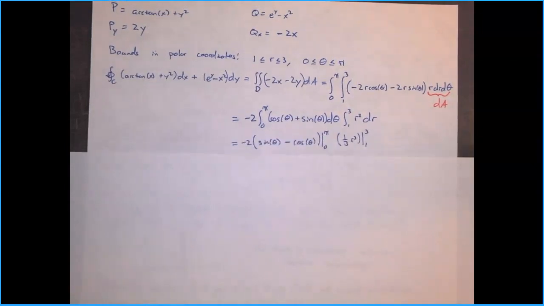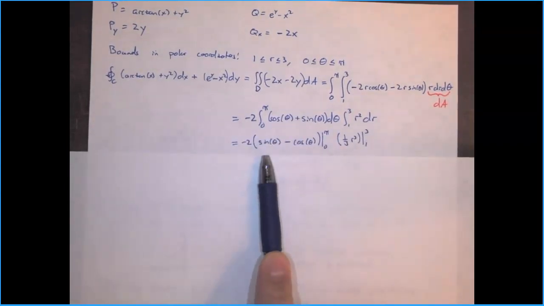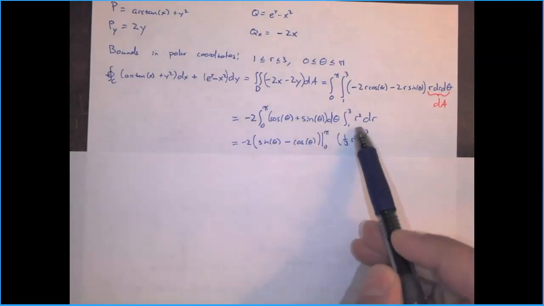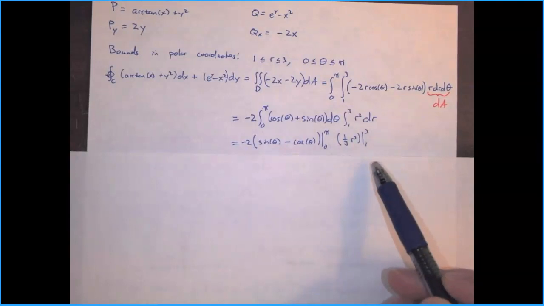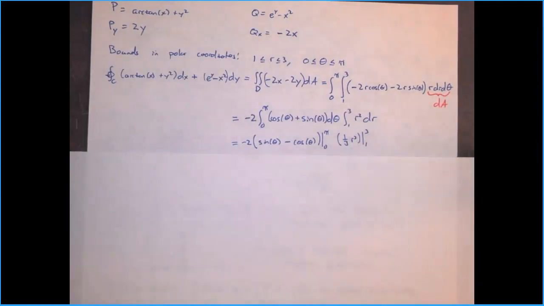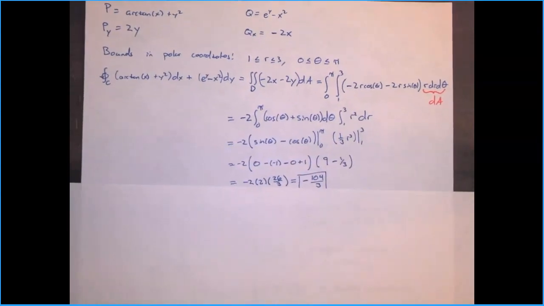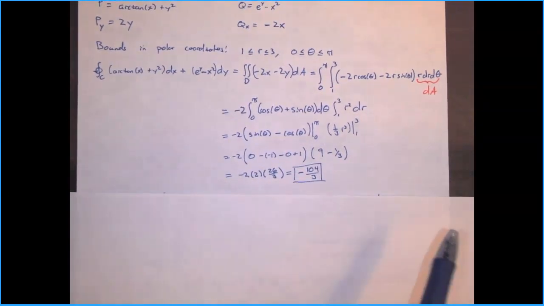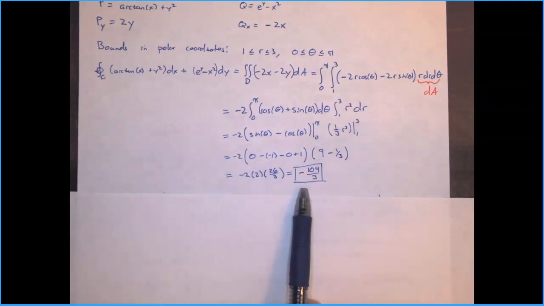So now I just integrate. I integrate cosine to get sine. I integrate sine to get negative cosine. That's evaluated from 0 to pi. r squared integrates to 1/3 r cubed. I evaluate from 1 to 3. And from here, it's just a matter of plugging these numbers in and doing some arithmetic, which I will leave you to verify. All the steps are there, but the answer is negative 104/3.